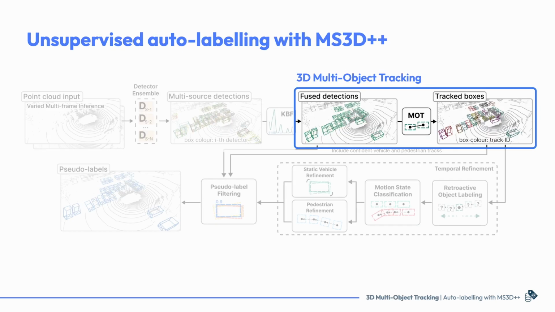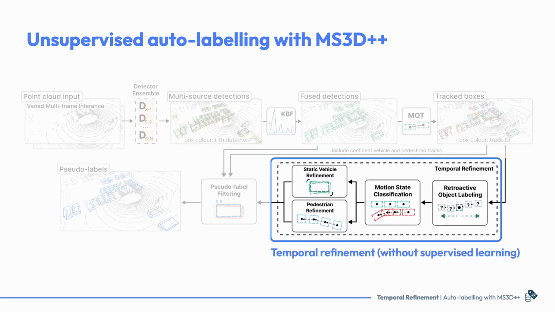So once we have our fused boxes, then we move into the tracking part of it, and this is straightforward. You basically assign the tracking ID to each box. And once we have that, then we move into temporal refinement, and we make an effort here to do this without any supervised learning because we don't have labels for the LiDAR that we want to label.